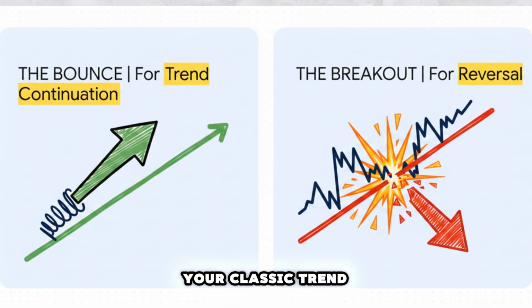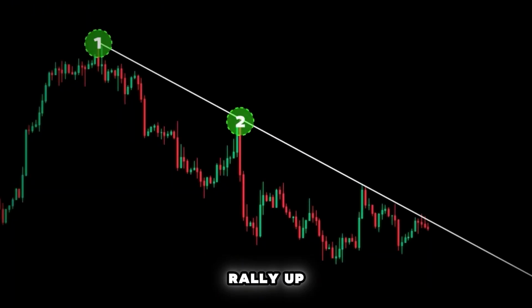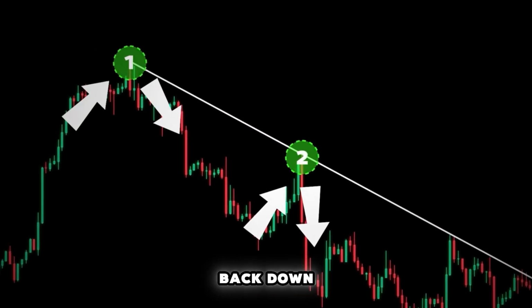So the bounce is pretty much your classic trend following play. Let's say a stock is in a really clear downtrend. You'd be patiently waiting for the price to rally up, and just kiss that downward trend line. And that's your cue to place a sell order because you're expecting it to get rejected and head right back down.